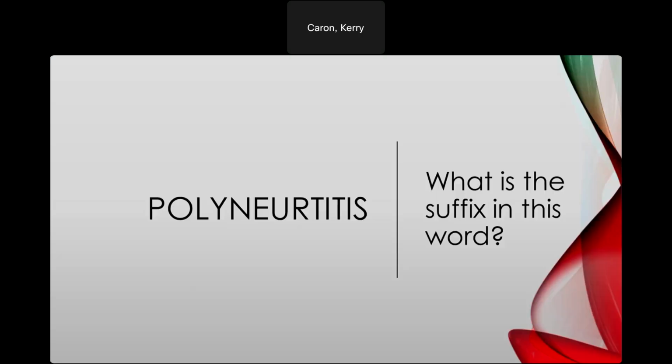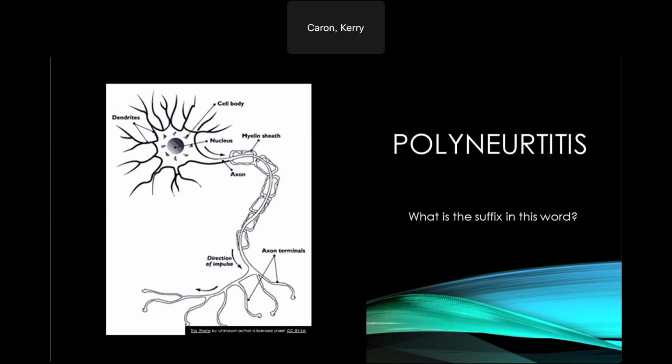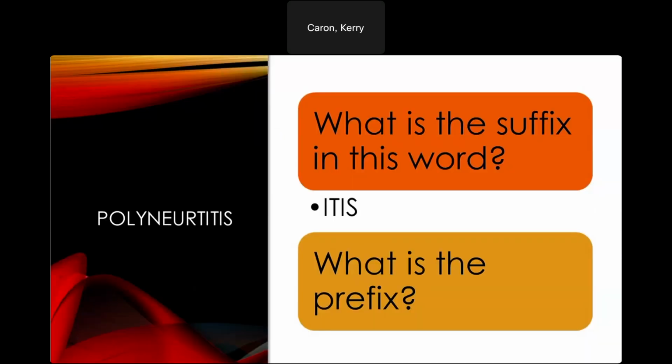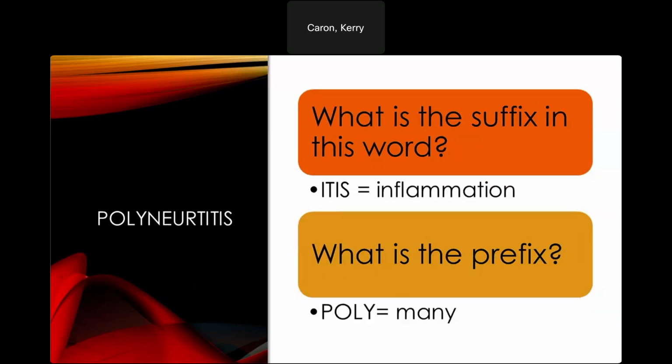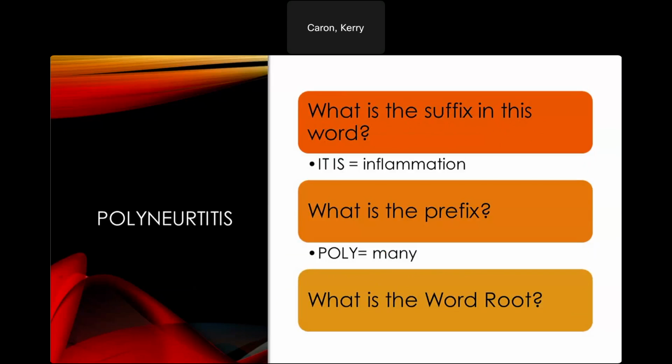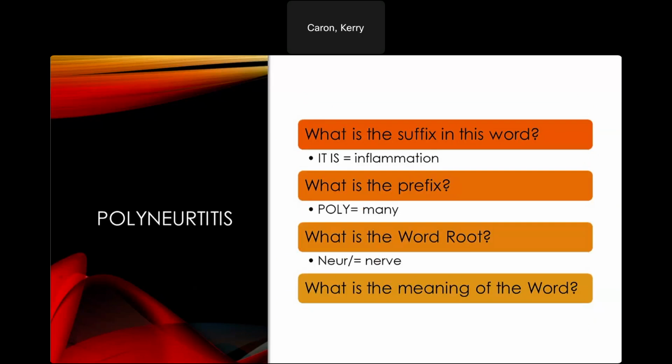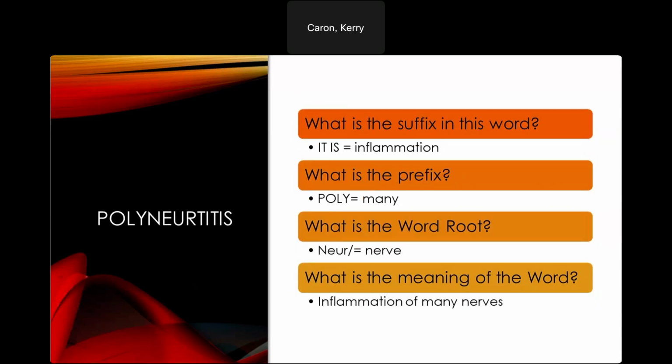Okay. This is another example. You do itis, that's inflammation. The prefix, we do have a prefix here, and I kind of gave it to you during the polysomnography example, but poly means many or much. And then nerve is the word root, meaning nerve. So this literally means inflammation of many nerves.